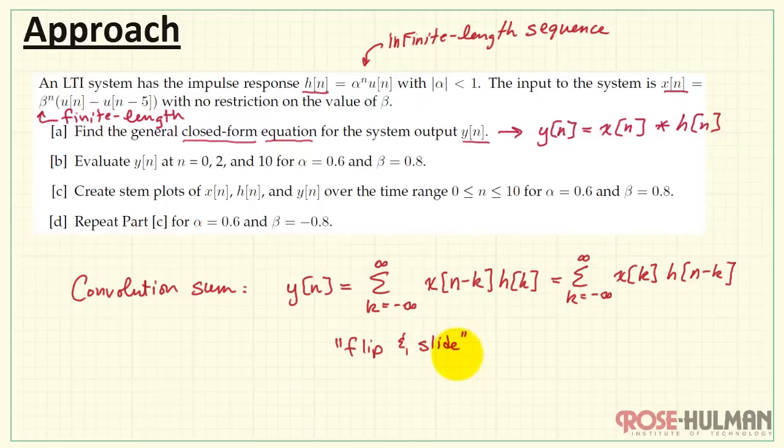We'll be using the flip and slide interpretation of the convolution sum, and I'm going to choose to apply the flip and slide procedure to the finite length sequence. Therefore, I'm going to use this form of the convolution sum.